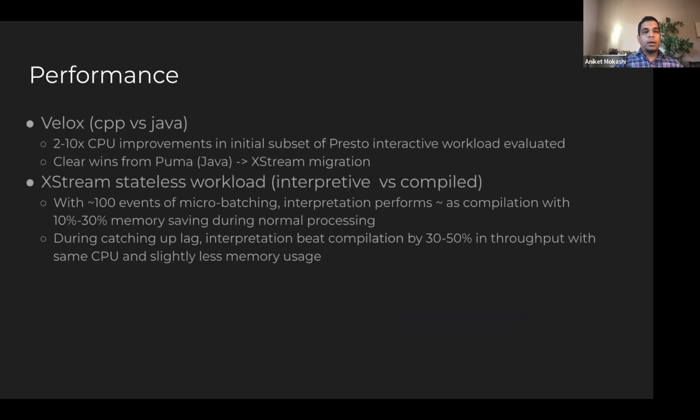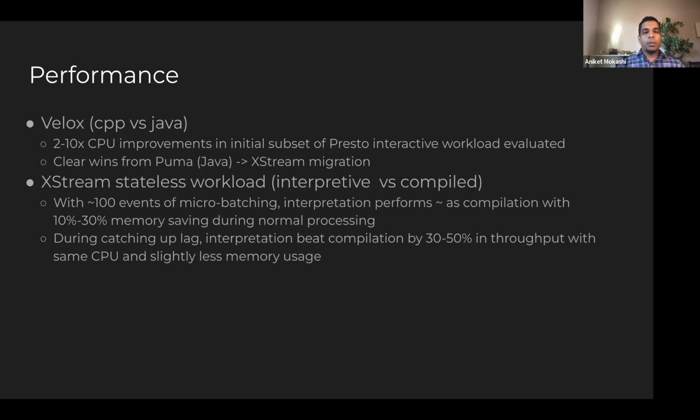So how did that compare with what we had before? Just by moving to Velox from Java, we see 2 to 10x performance, and these are numbers we have got from just Presto. Changing Presto's engine from a Java-based engine to the Velox engine, we get about 2 to 10x. And from stream processing, we've migrated a lot of our Java Puma-based applications to XStream, and that has shown clear wins, about 2 to 10x again in terms of CPU savings or total cost savings. So it has been a clear win from Java to C++.